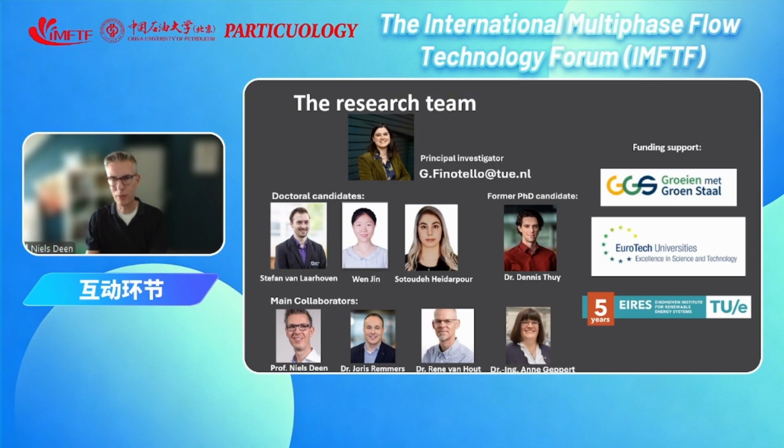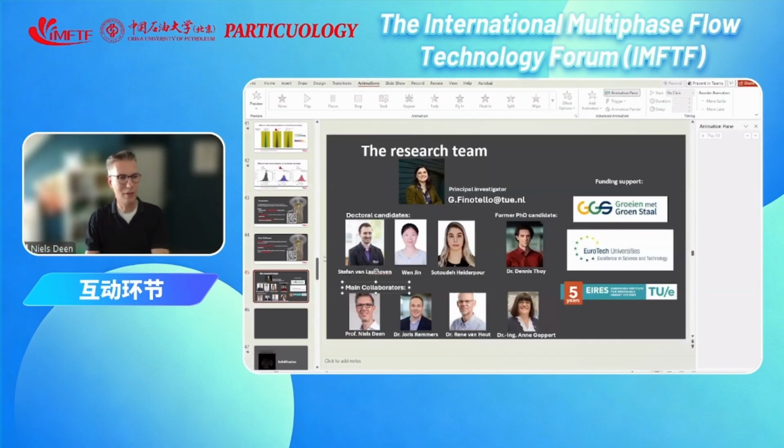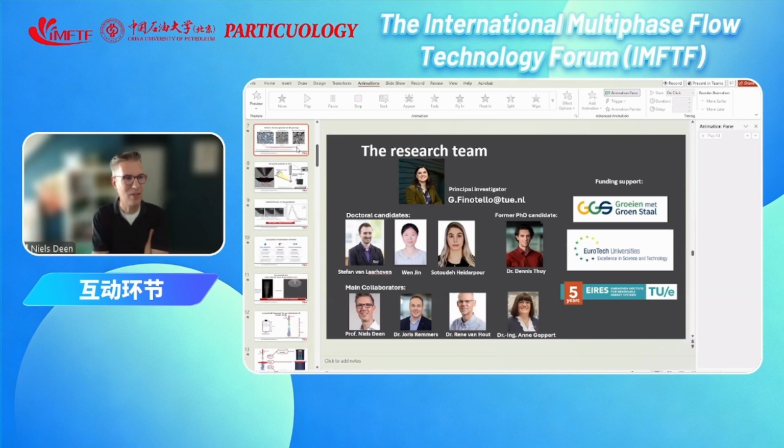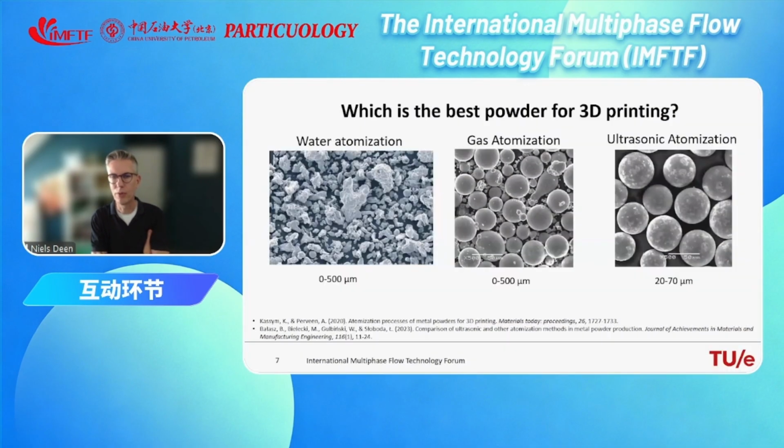So Giulia, there are a few questions from Professor Yao Yun. Maybe you can go to slide 7. On that slide, you show the different particle shapes for different ways of atomization. Why do they look so different? Why, with water atomization, are they so aspherical, while with the other ones, they're more spherical?